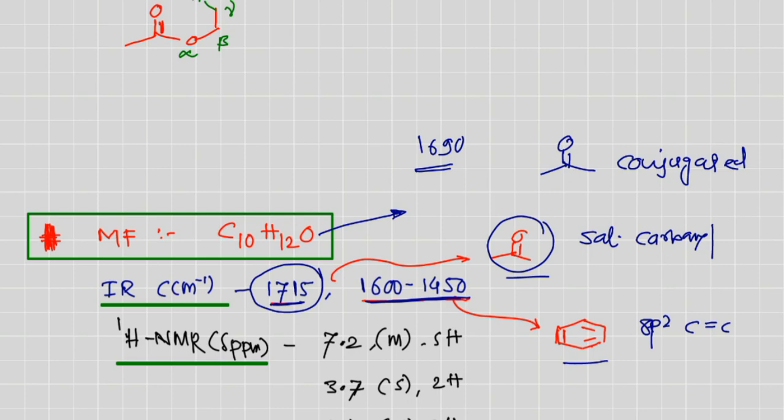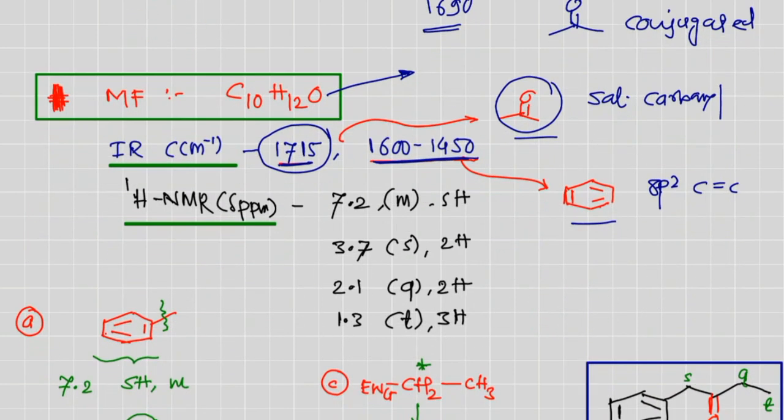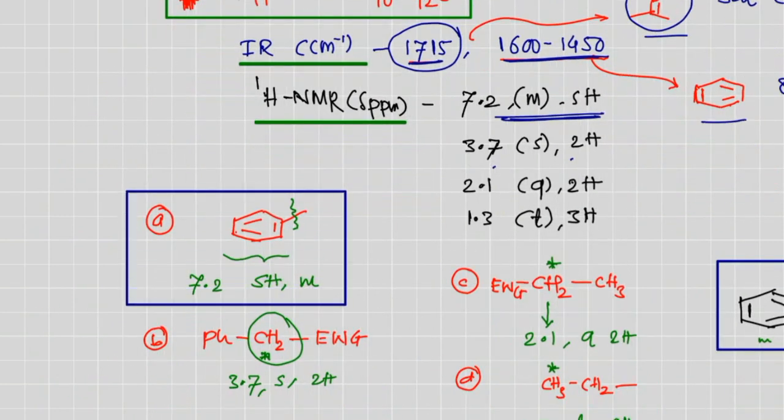So remember one thing. Okay, let us see what signals are given by the H1 NMR. The first signal, 7.2 multiplet, 5 hydrogen, must be due to monosubstituted benzene. Then 3.7 singlet, 2 hydrogen; 2.1 quartet, 2 hydrogen; 1.3 triplet, 3 hydrogen. We will see the first signal A. Signal A is 7.2, 5 hydrogen multiplet, so it is a monosubstituted benzene.